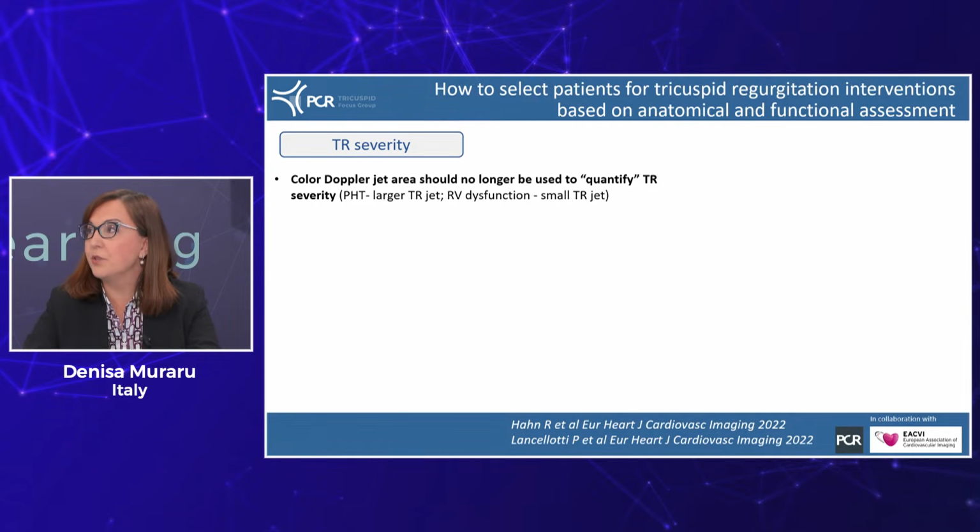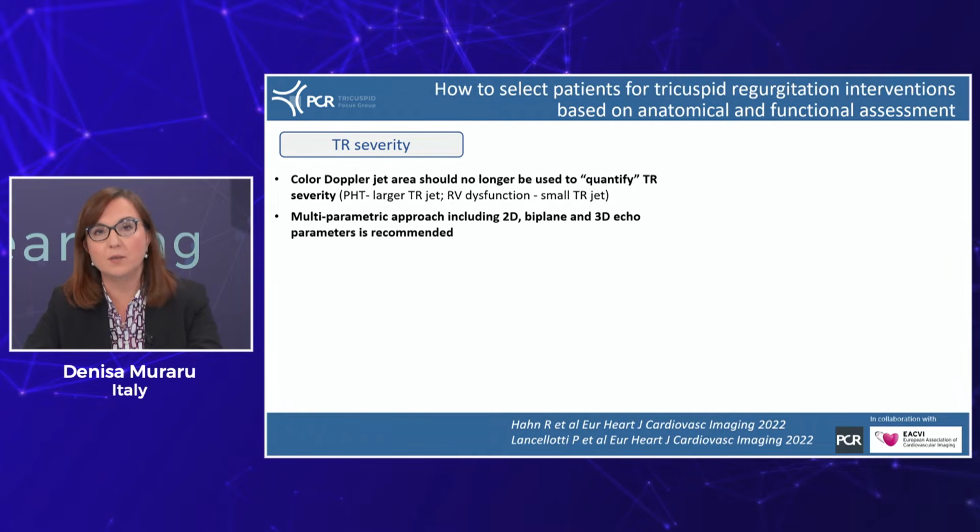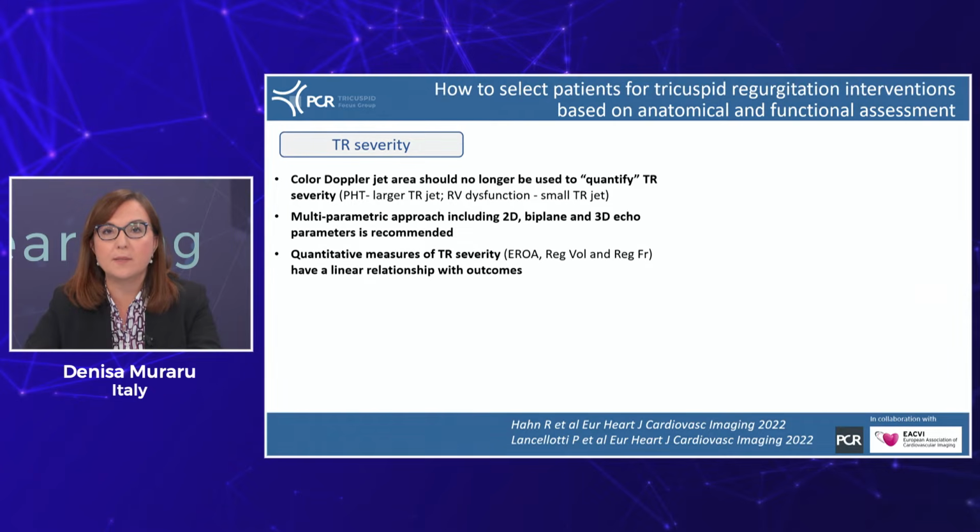Regarding the tricuspid regurgitation severity, I mentioned before that color Doppler should no longer be used because it is quite unreliable. If you have a patient with RV dysfunction and low cardiac output, the TR jet is quite small and does not make a rising, so we should quantitate, including many parameters. 2D, biplane, and 3D echo are recommended nowadays. Since there is a linear relationship between these parameters and mortality, we should not only provide the grading, but also the numbers.